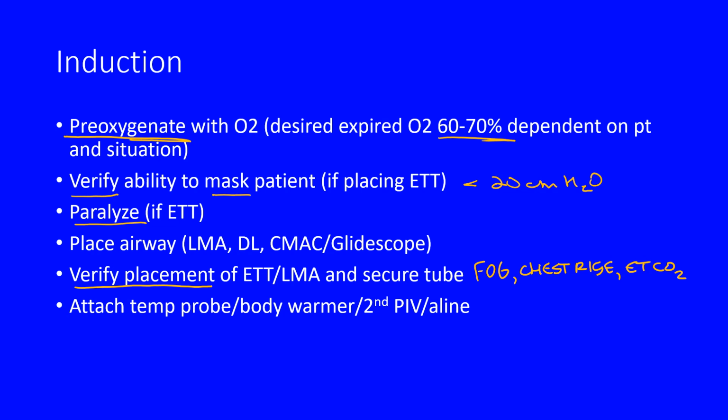If I were to do a TIVA, I would start my propofol drip while I was pre-oxygenating the patient instead of turning my agent on while I'm masking the patient. If I were to use an LMA instead of an ET tube, I would do everything the same except for 2 things. I would obviously not give paralytic, and I don't give fentanyl before placing an LMA.